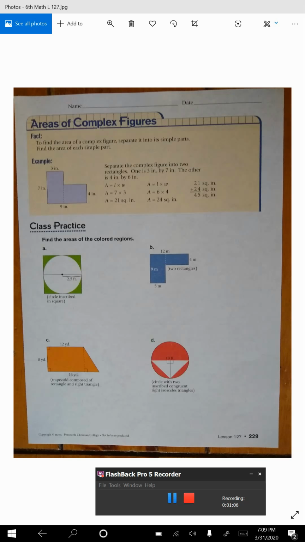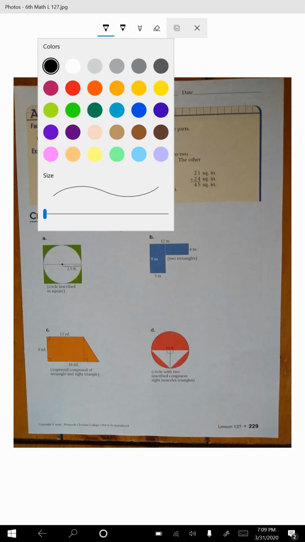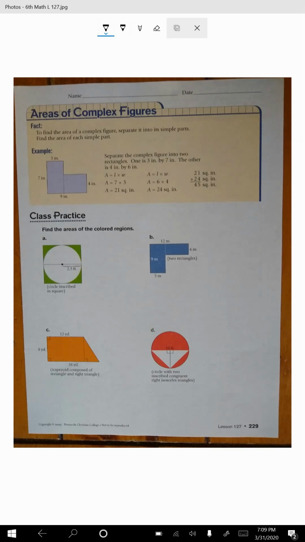All right, so today we have to do some area on some figures that are more difficult than what you're used to. And at first it might look a little scary, but it's really not that bad. What I would like to do is start with B. Get my pen right here. Because B is probably the simplest one on here.